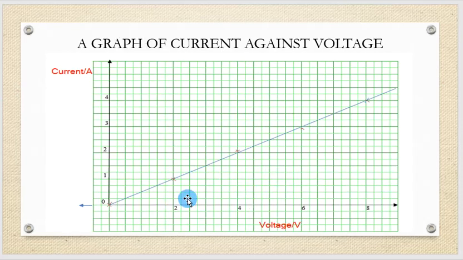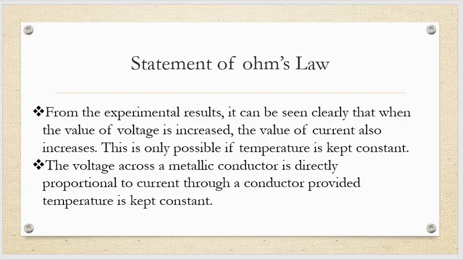Now, after looking at these graphs, we can proceed to look at Ohm's law. From these graphs, what is coming to our mind? What conclusion can we make? So we go to Ohm's law. The statement of Ohm's law can be drawn when we look at the results in the table and also the two graphs that we have obtained, the current against voltage graph and the voltage against current graph for the same information.